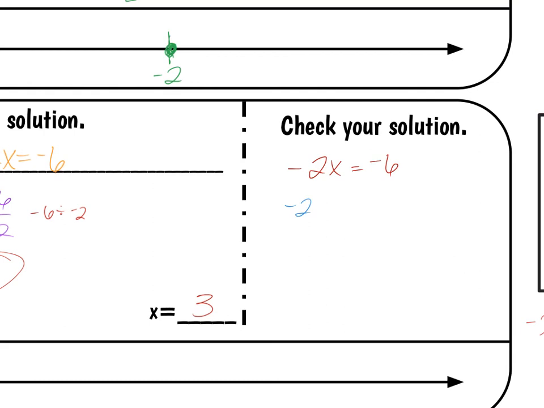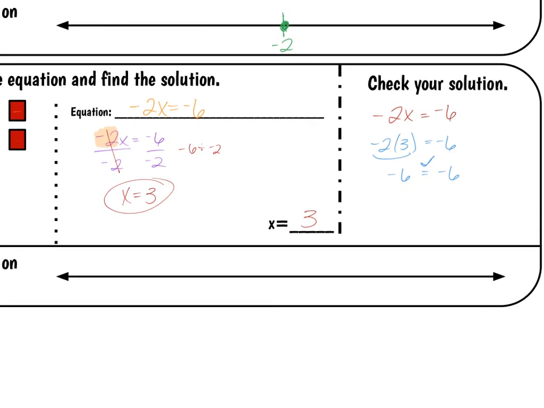Then when I go through and check my solution, I need to see if that solution of 3 would give me a balanced equation. So we know that -2 times 3 is -6. We know that -6 is equivalent to -6, so therefore it is a balanced equation. So 3 does work as my solution.